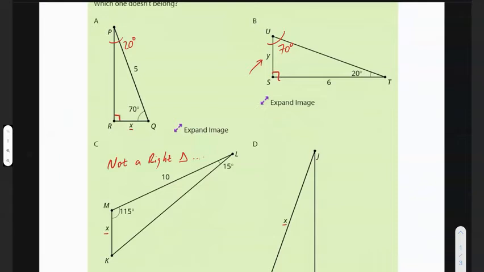Notice the relationship between the 70 and the 20. I was like, oh, the 20 is missing, but in the other one, the 20 was given, and I could still realize that, based upon the pairing, those two angles definitely have to add up to 90 degrees. So notice that idea, right?